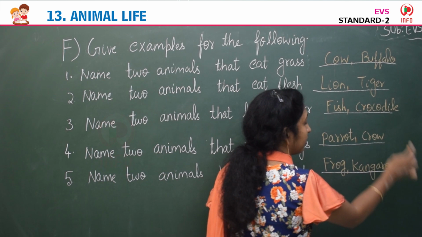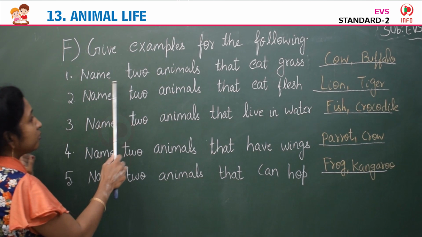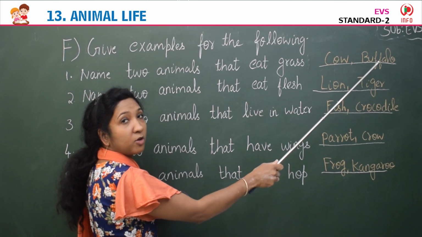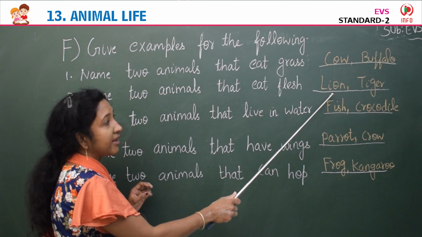K-A-N-G-A-R-O-O, kangaroo is an animal that can hop. Yes, so name two animals that eat grass. Which are those animals? Cow, buffalo. Second, name two animals that eat flesh. Lion, tiger. Third, name two animals that live in water.